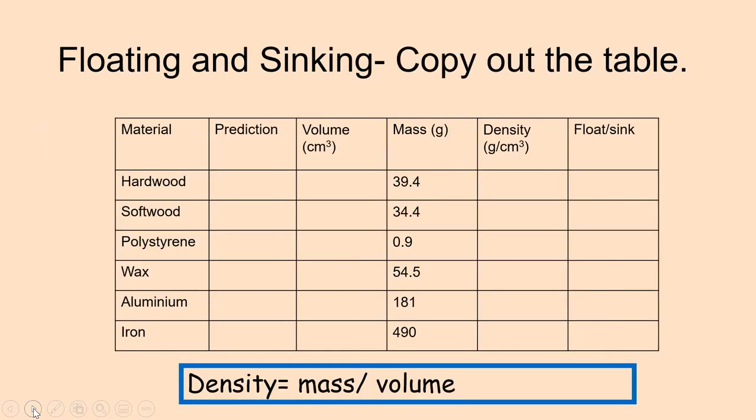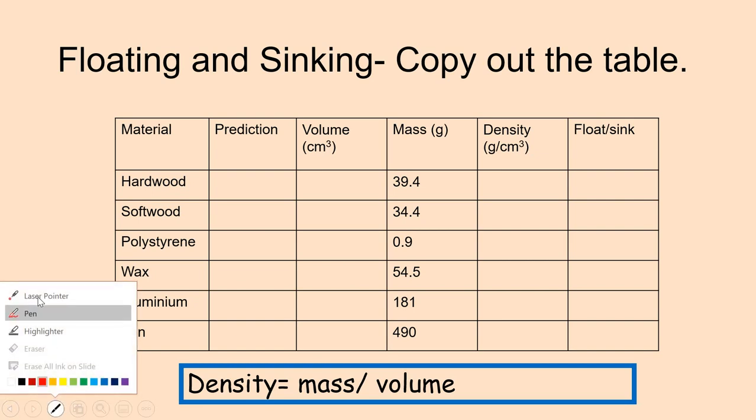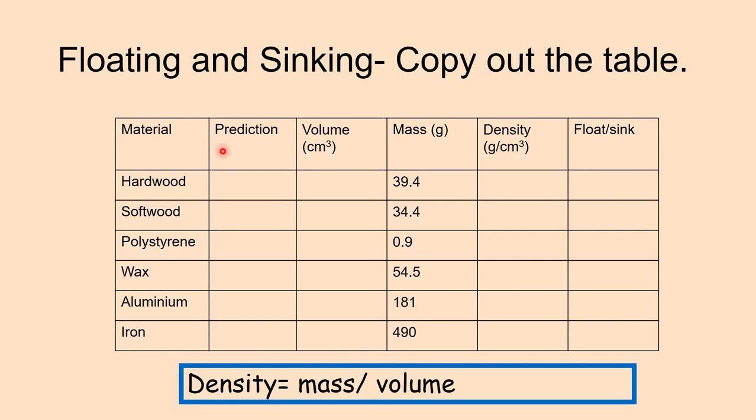Floating and sinking. Copy out the table. Material, prediction, volume in centimetres cubed, mass in grams, density in grams per centimetre cubed, float/sink. The materials are hardwood, softwood, polystyrene, wax, aluminium, iron. Density equals mass divided by volume.